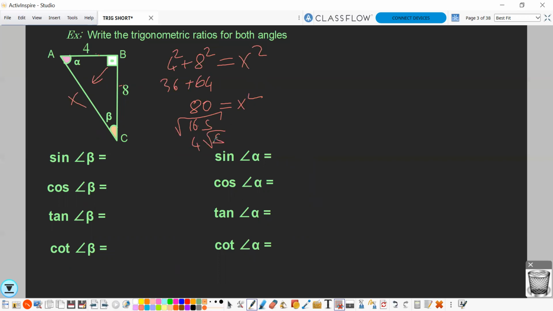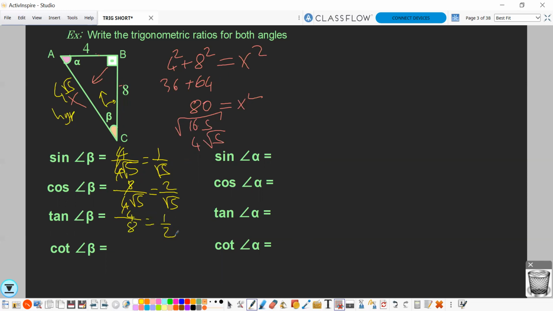So sine beta. Looking at beta, the opposite is 4 and the hypotenuse is 4 square root 5. When you simplify, 1 over square root 5. And cosine beta, adjacent to beta 8 over hypotenuse 4 square root 5. When you simplify, 2 over square root 5. Then tangent beta, opposite to beta we have side 4, and adjacent to beta we have side 8, so 1 over 2.